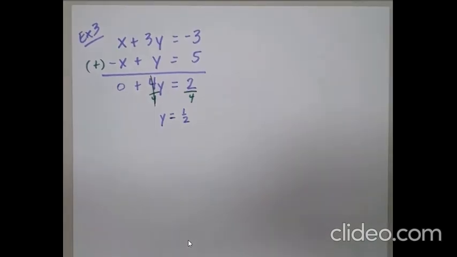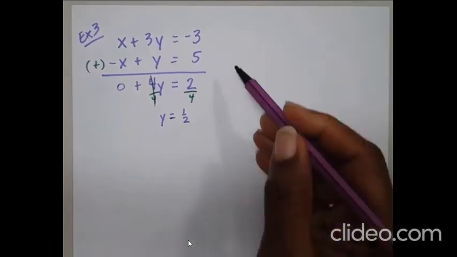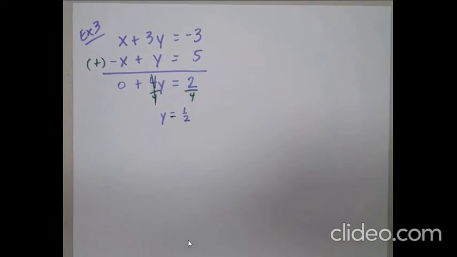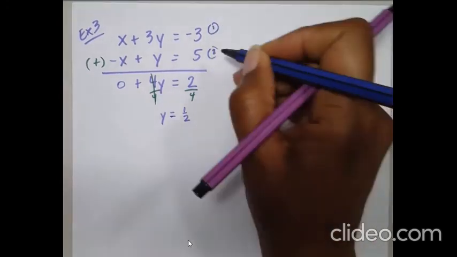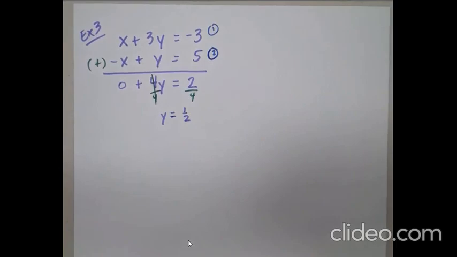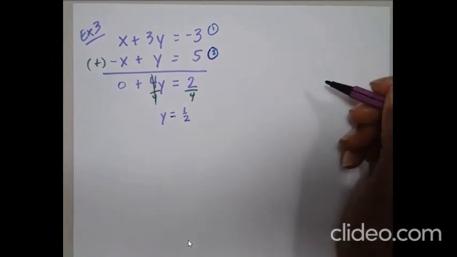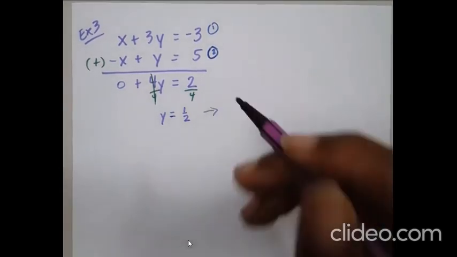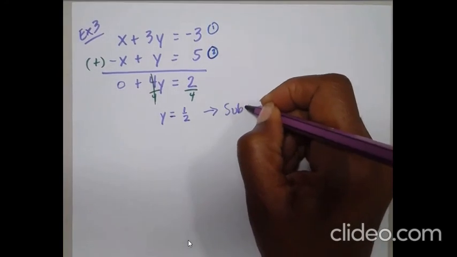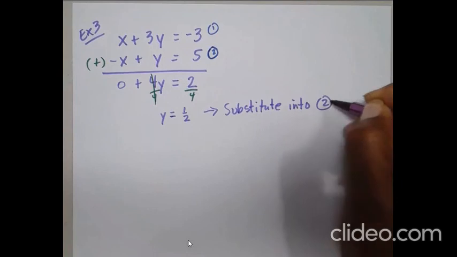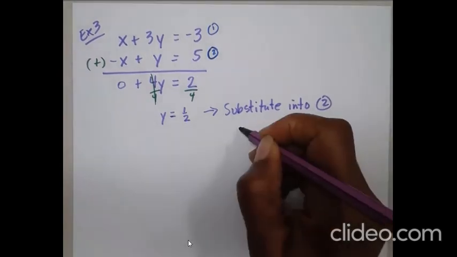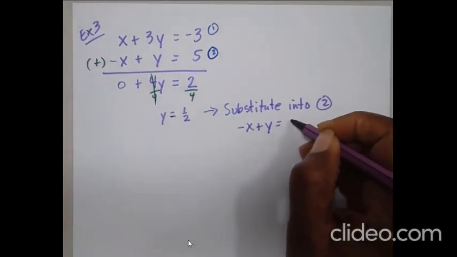Then we take and substitute this 1/2 back into one of these equations. It doesn't really matter which one you substitute into. I try to go with the easier of the two. I'm going to put labels next to these. I try to go with the easiest equation to substitute back into because there's a little less math and less opportunity for you to make a mistake. So I'm going to substitute into equation 2. Equation 2 is negative x plus y equals 5.